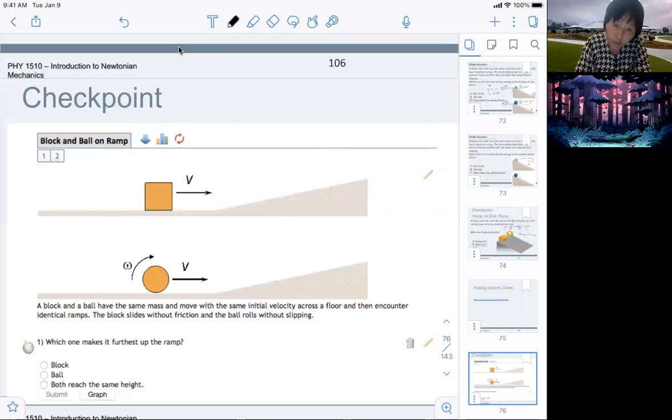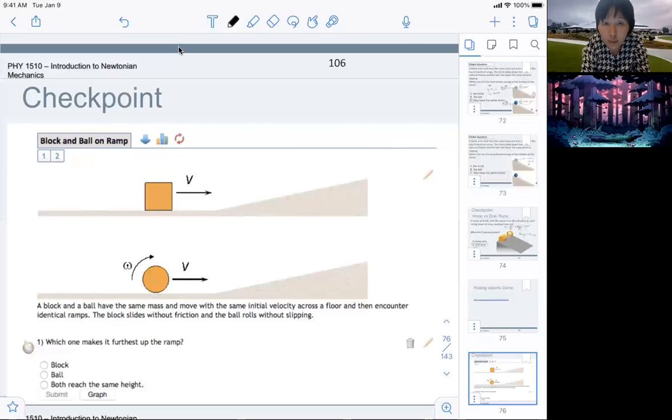Now they're rolling up a ramp. But what do they have in common? They have the same velocity. Okay. So the block has a velocity v. That is the center of mass velocity. And the ball has a center of mass velocity v as well. But at the same time, the ball is also rolling. Now let them both go up a ramp. Which one will make it furthest up the ramp? Which one will go highest?